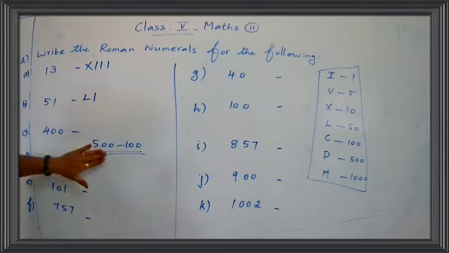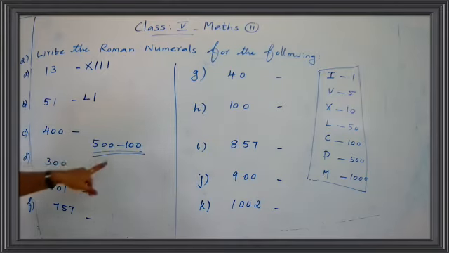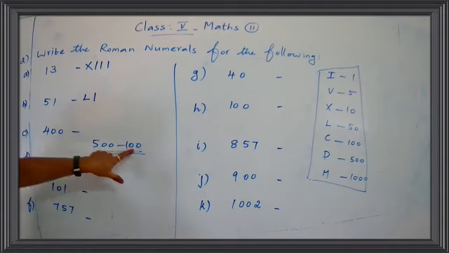Okay. Now what is the meaning? What does 500 stand for? D. 100 stands for C. So how will you write? Here subtraction is there. So second rule.